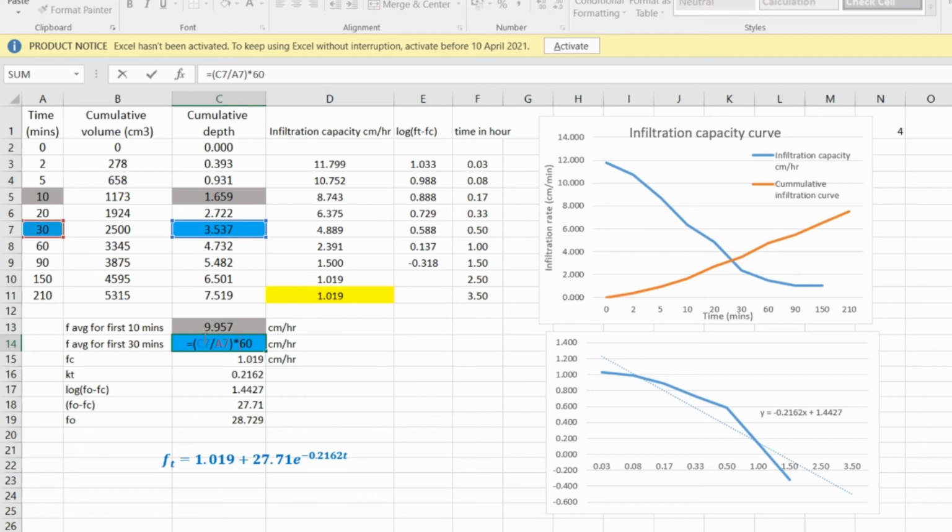So I double clicked over this cell. You can see that 3.537 is the cumulative depth of infiltration. This is the total depth of infiltration that has taken place for the first 30 minutes. So this total depth of infiltration divided by 30 minutes multiplied by 60 will give you the average infiltration for the first 30 minutes, which is 7.074. Okay, so this much was asked in your question.